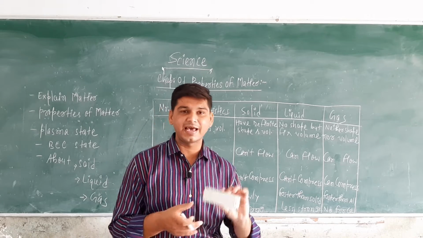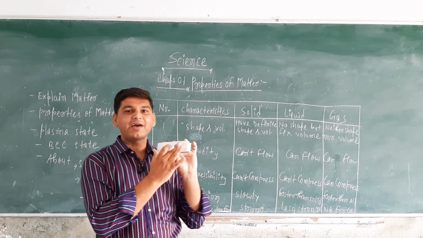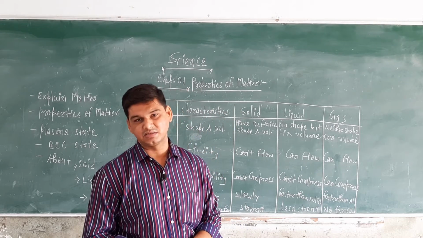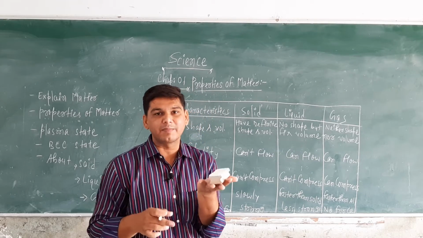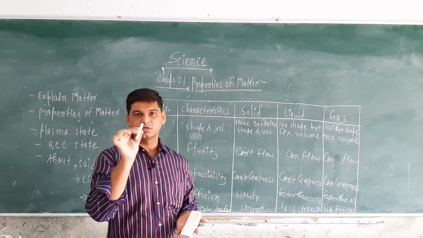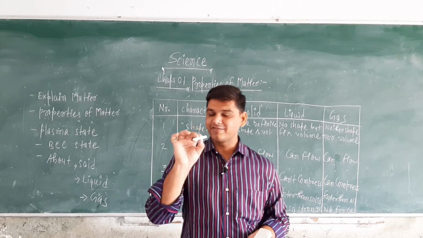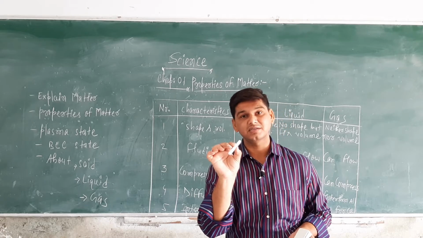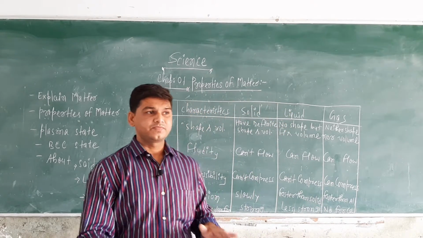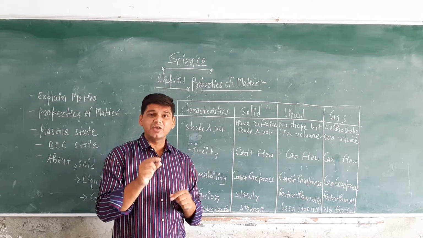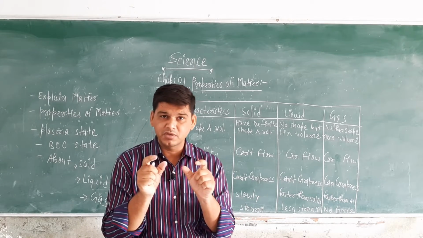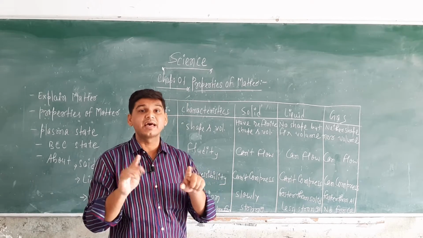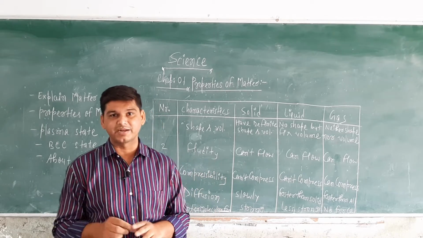For example, I have a duster in my hand. It has a specific shape. When I put it on this desk, it occupies space. And if you weigh it, it has some mass. Similarly, this is a chalk. Chalk has a specific shape, it has a specific mass when you weigh it, and when you put it in a specific place, it occupies space. So, any object in the universe around us, if it has a specific shape, size, and mass and occupies space, then it is called matter. That is a simple definition of matter.